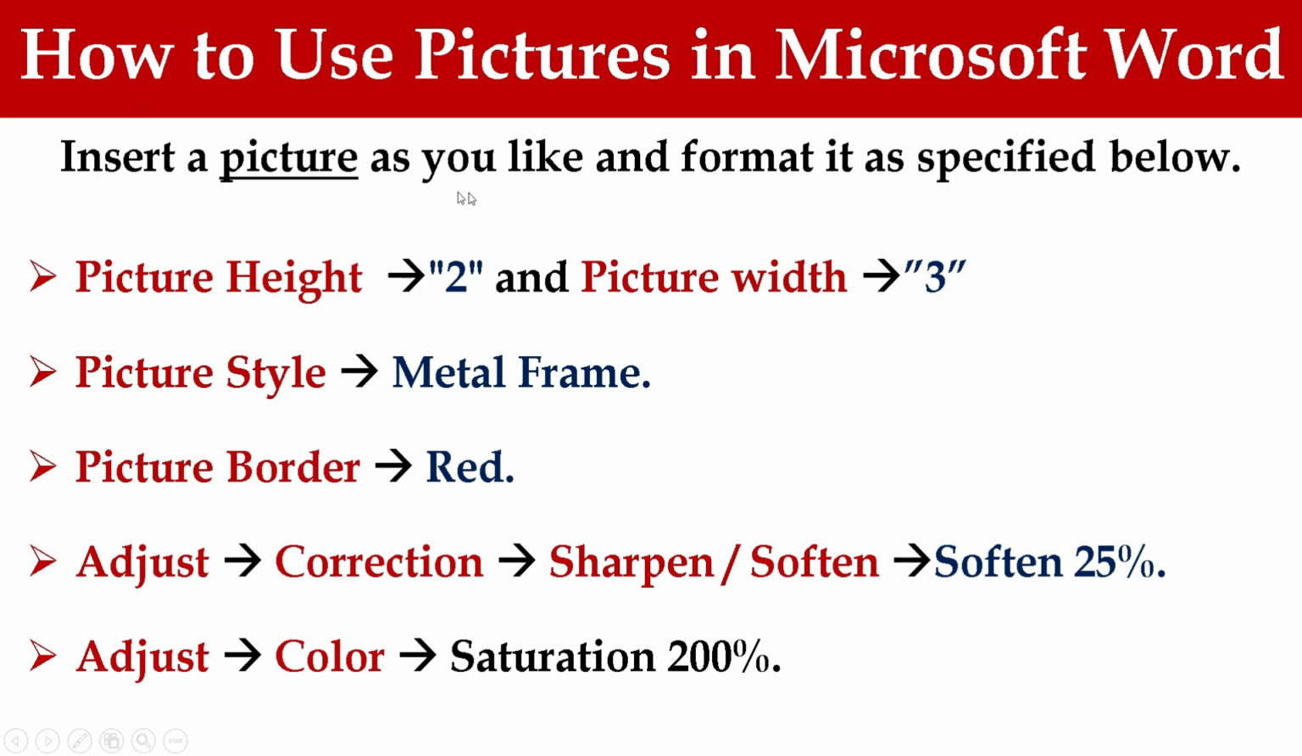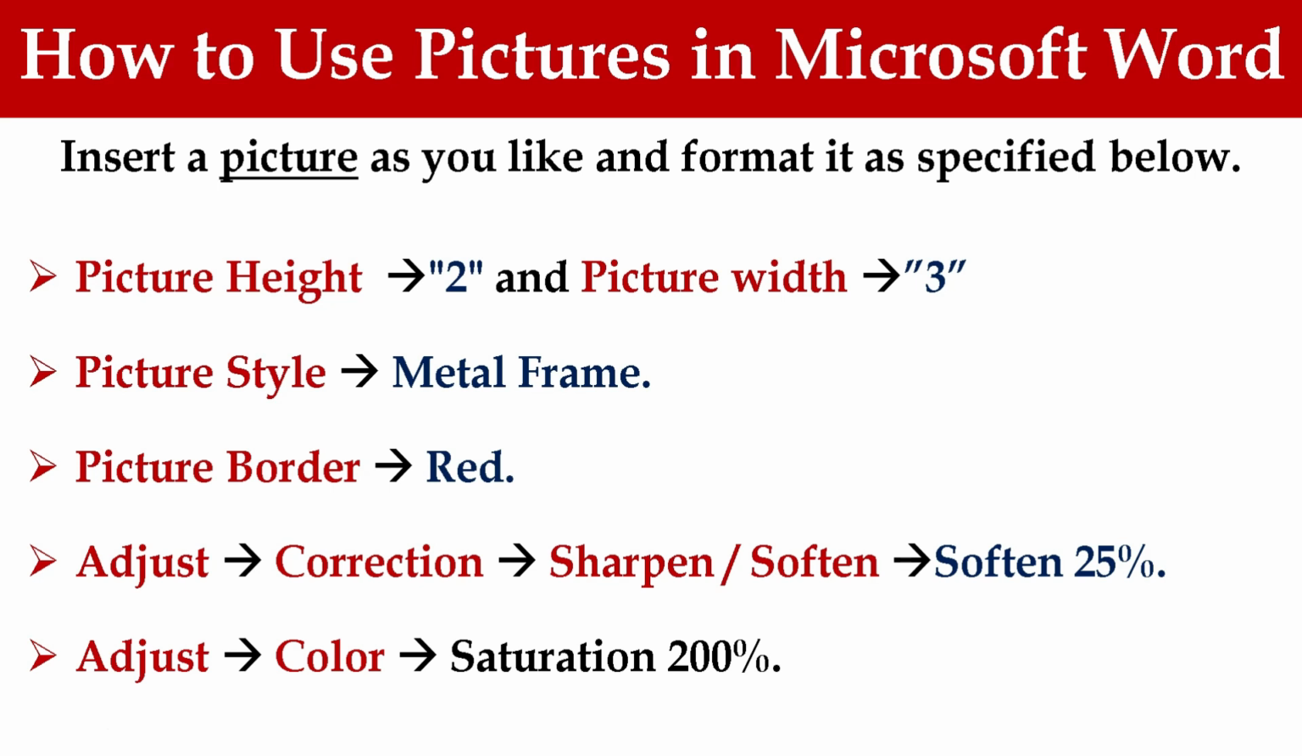Insert a picture as you like and format it as specified below. Picture height 2 and picture width 3. Picture style metal frame. Picture border red. Adjust, color correction. In color correction, sharpen and soften 25%. Adjust color. In color, we want to use saturation to 100%.